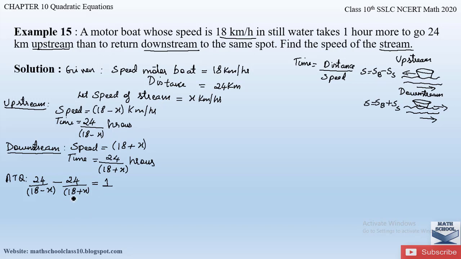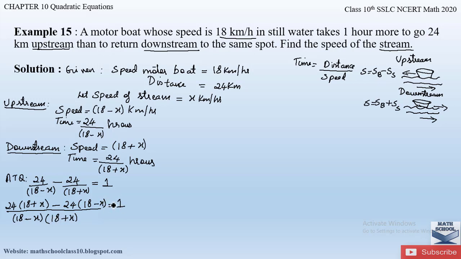So we have formed the equation according to the question. Now let us take the LCM here. So what will be the LCM? It is 18 minus x into 18 plus x. So 24 divided by 18 minus x, if we equate this to the LCM, then 18 minus x and this 18 minus x will get cancelled. So we will get 24 into 18 plus x minus, again taking the LCM, 24 into 18 minus x is equal to 1.